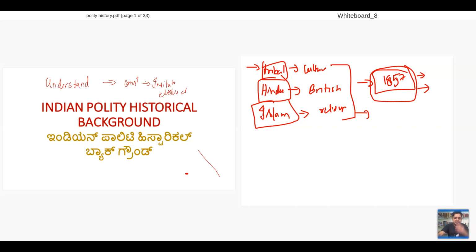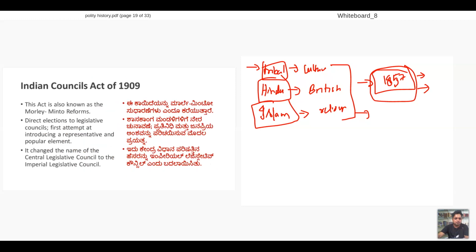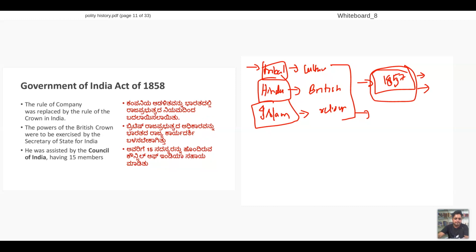If this is clear, I left you yesterday till here only. So what happens? The war had happened. British realized it is not the correct way I should do. So it comes out that the rule of the company ends, because the company will be only thinking about commercial activity.